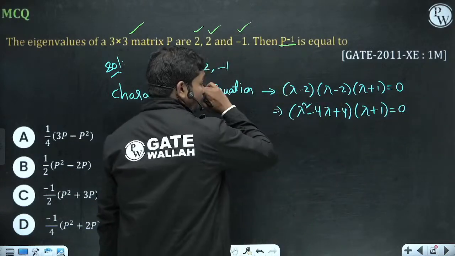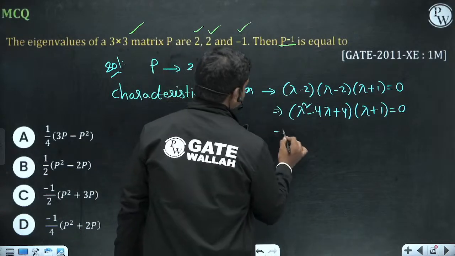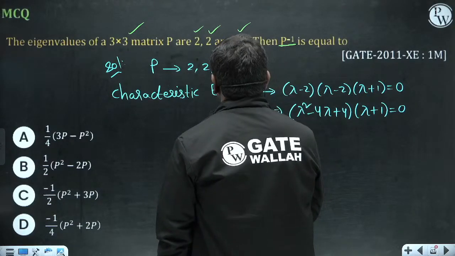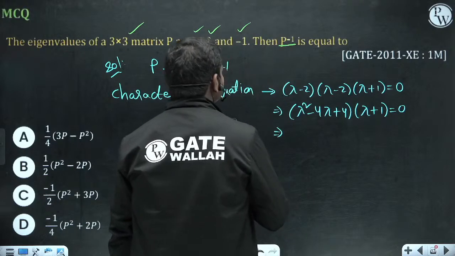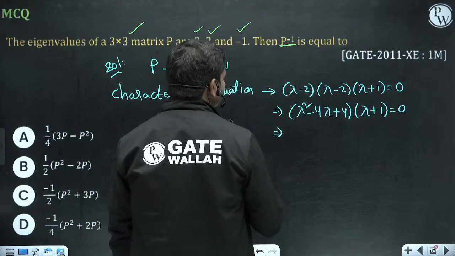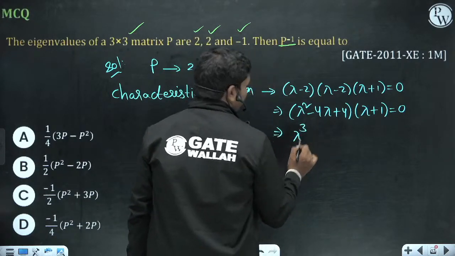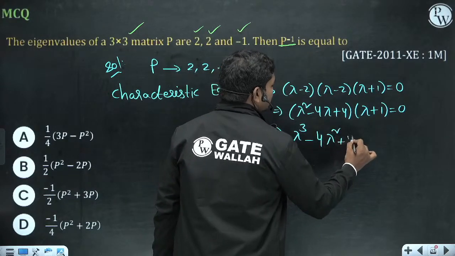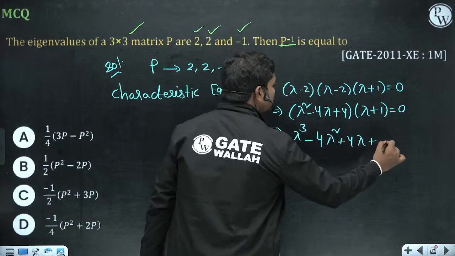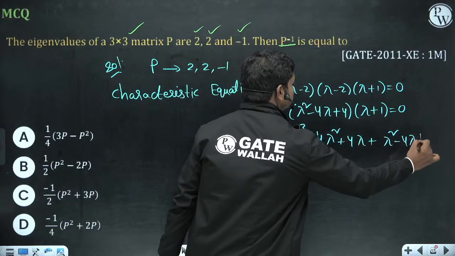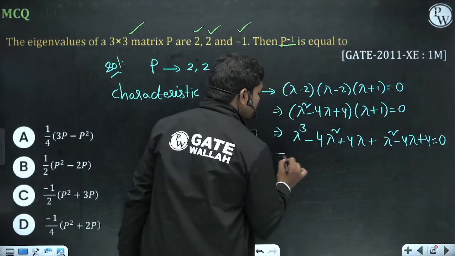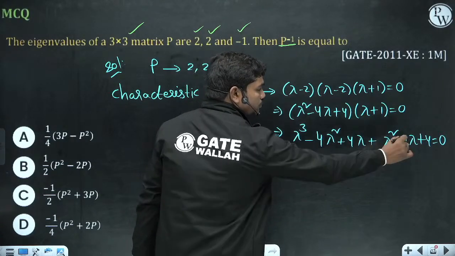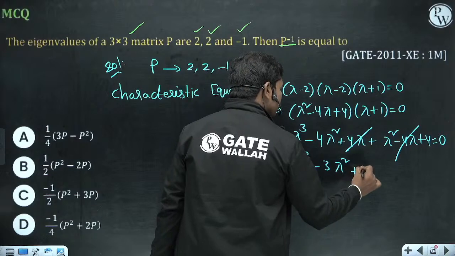So if you multiply, the roots are 2, 2, minus 1, correct? So (lambda minus 2) into (lambda minus 2) into (lambda plus 1). Okay, so lambda cube minus 4 lambda square plus 4 lambda, plus if multiplied by 1, lambda square minus 4 lambda plus 4 is equal to 0. So now this is lambda cube minus 3 lambda square, the 4 lambda terms cancel, plus 4 is equal to 0.